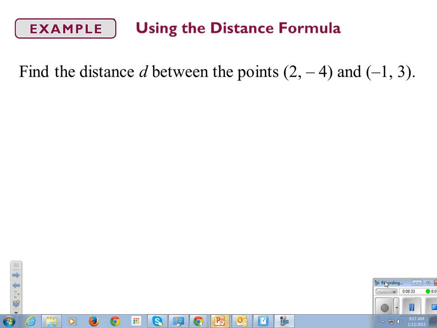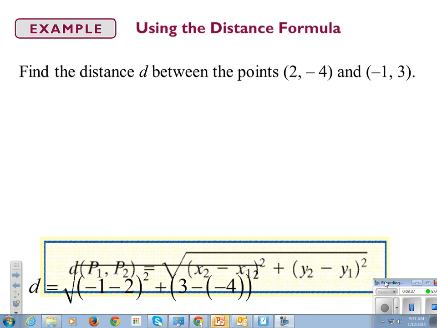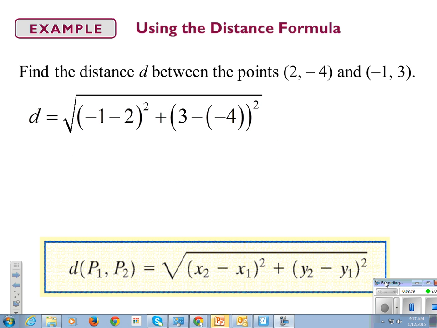So I want to show you an example before we move on to midpoint. We take x2, which is -1, subtract it from x1, which is 2, and square it. We take y2, which is 3, subtract it from -4, so 3 minus -4.